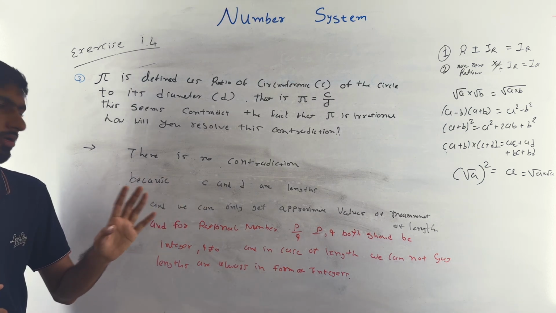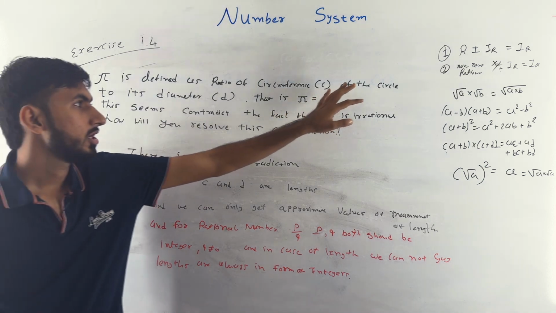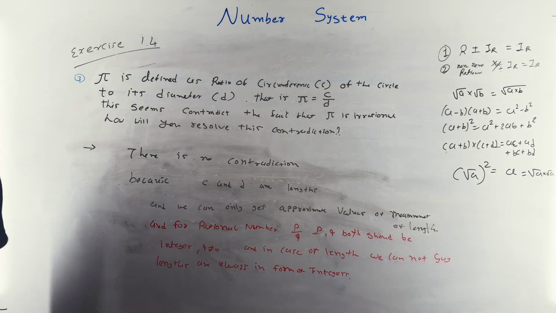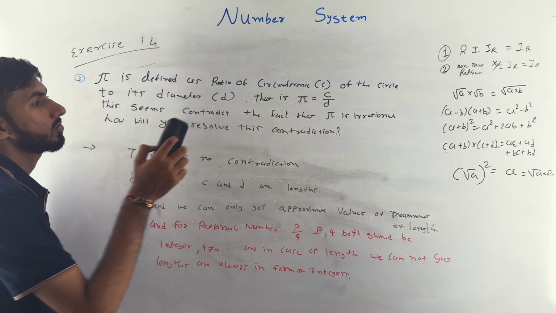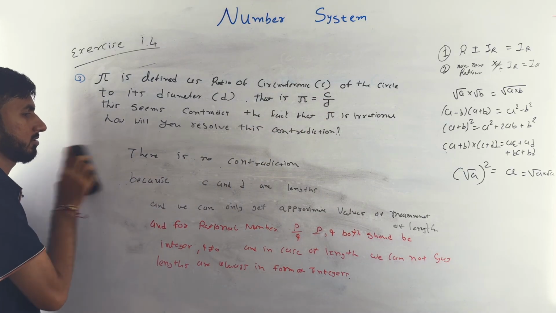You can give a reason in any of your own words. The main concept is that C and D are values of measurement of length, and it cannot be precise. We only take an approximate value, so we cannot say that pi is in the form of p by q, where p and q are integers.